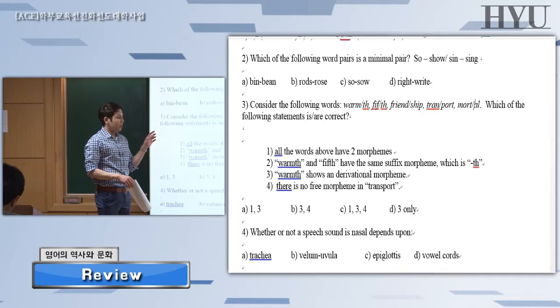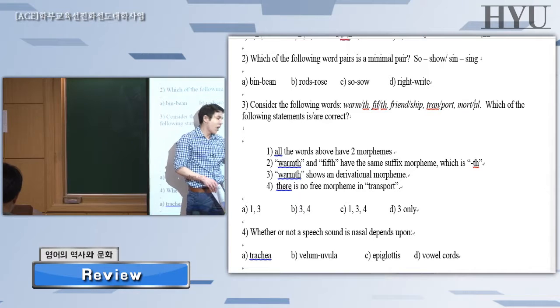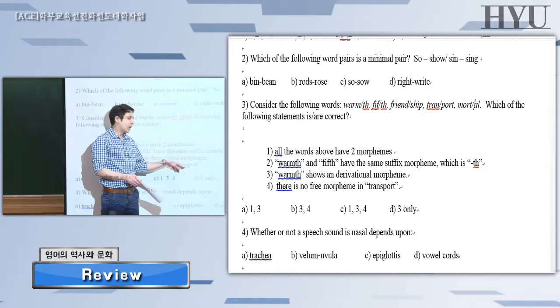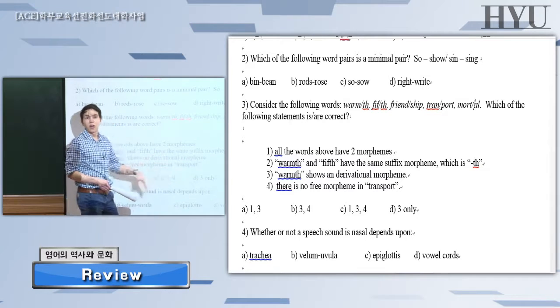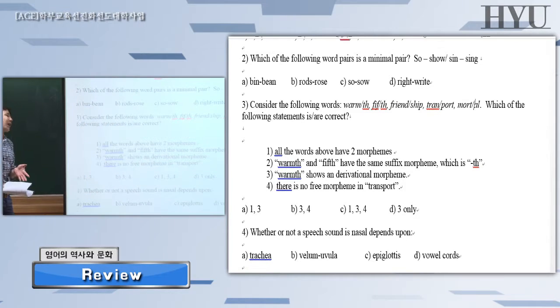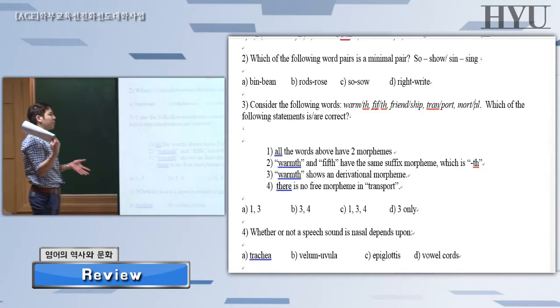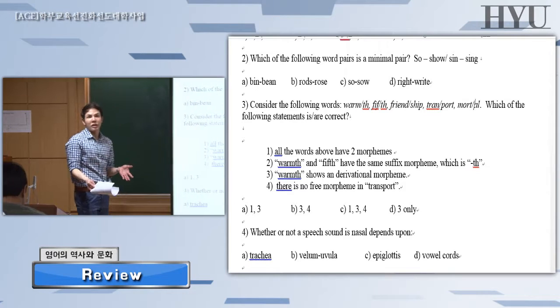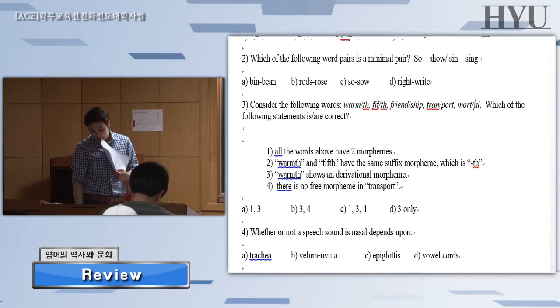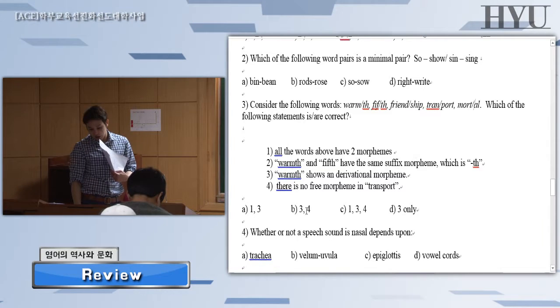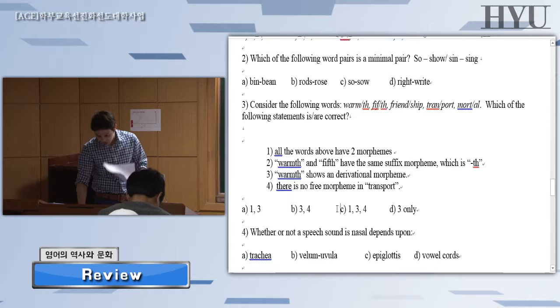A free morpheme can stand alone as a word, right? So trans cannot, right? At least not in that meaning. A port can stand alone, right? This is a port, like that. Like Busan is a big port, right? Port city, like that. So 4 is correct. So 1, 3, and 4. So number C in this case is correct.